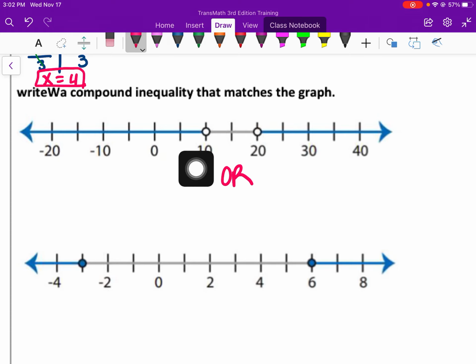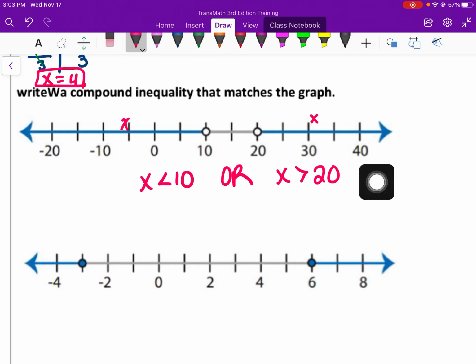This side, all of my x's are to the left of 10, and it's an open circle, so it's not including 10. So this one represents x is less than 10. So not equal to, not including 10. This one, the line is all to the right of 20. And 20 is not included, so these x's are all greater than 20. And then we write the OR in between because this is an OR. x is less than 10 or x is greater than 20.